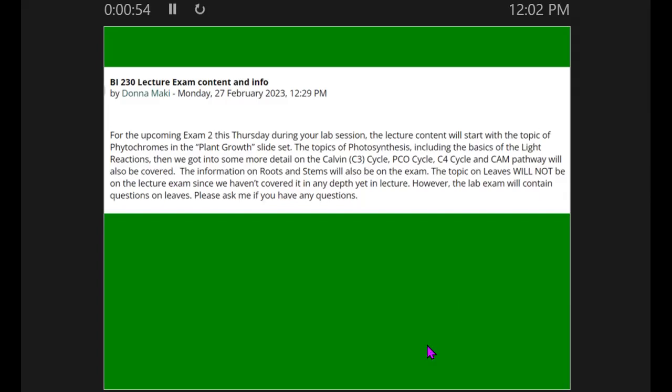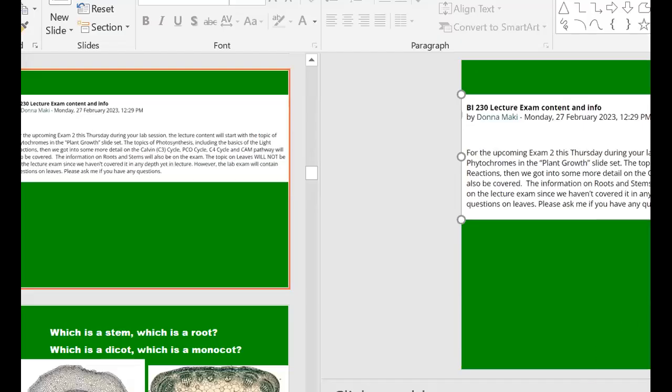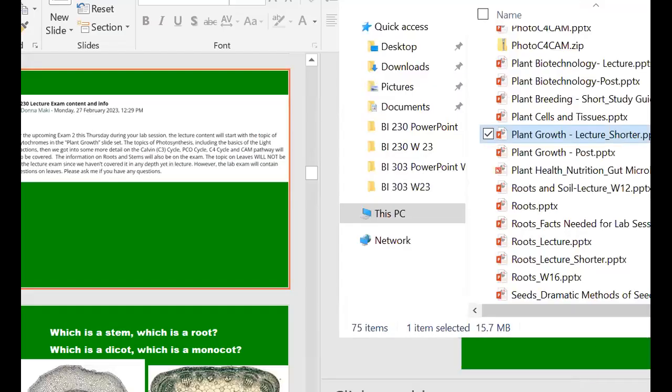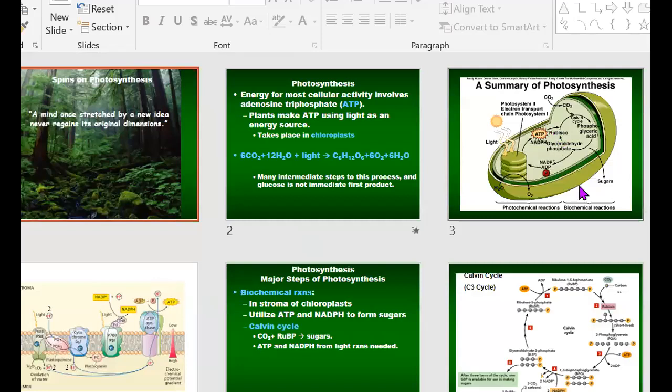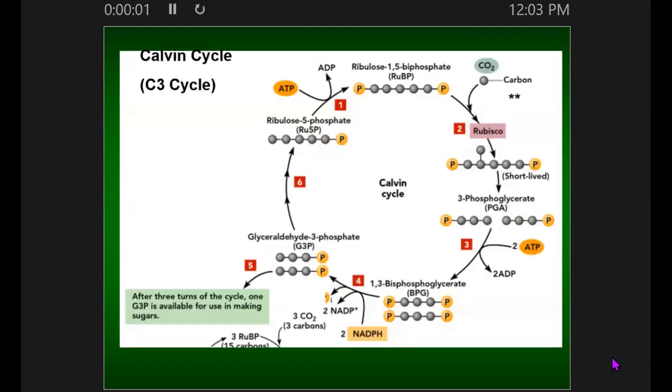The C3 cycle. So the Calvin cycle, looking at that. We're thinking about the stomata opening up, CO2 coming in, and then it reacts with RuBP. The first stable product is the PGA molecule, phosphoglyceric acid, PGA.